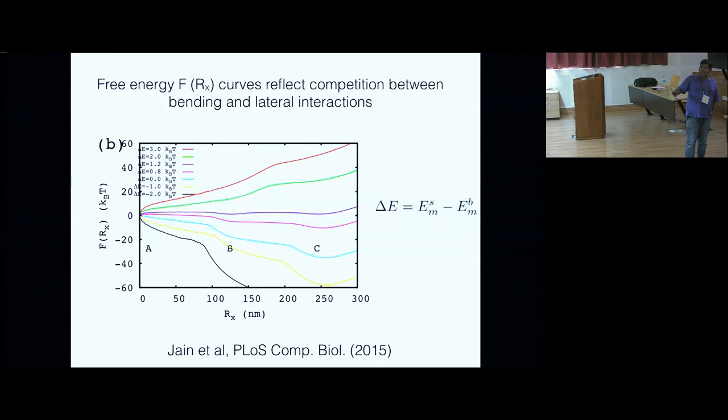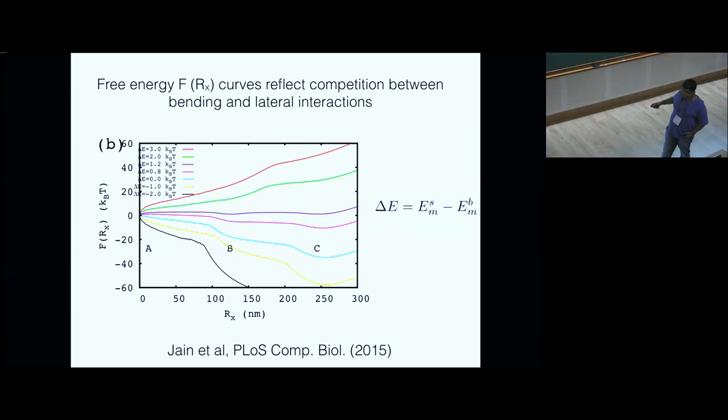If you take the red curve, delta E is 3. Delta E is 3 means the lateral energy, the spring energy, is much larger than the bending energy. So if the lateral energy is much larger than the bending energy, the minimum of the free energy will be at Rx equals 0, which means the protofilaments are nicely arranged and the microtubule is stable. The other extreme, where EB is much larger than ES, that is the bending energy is much larger than the lateral interaction energy, gives the minimum somewhere here, where Rx will go up to close to the length of the microtubule itself.